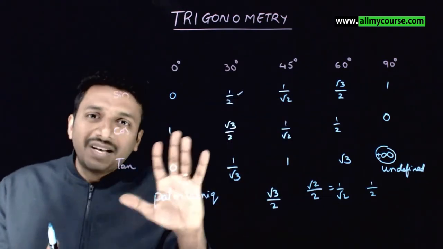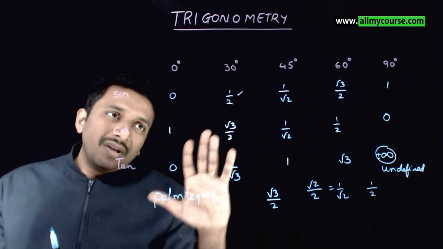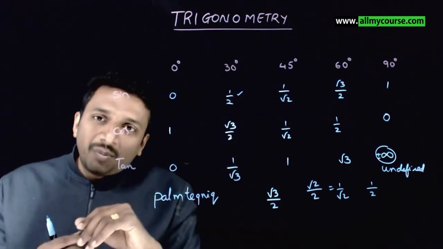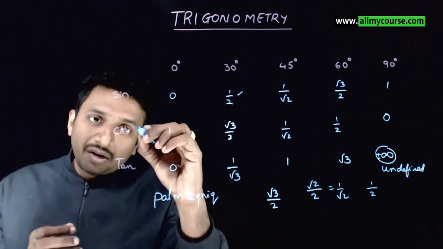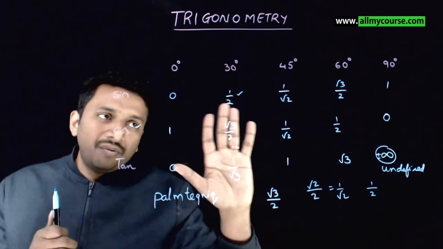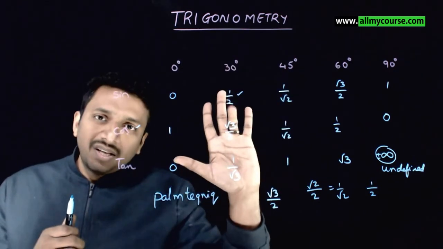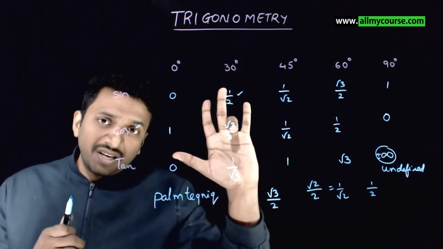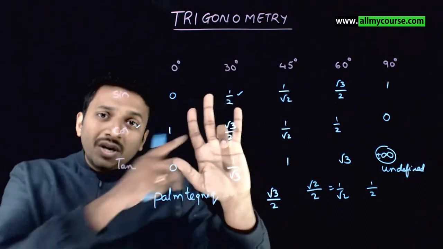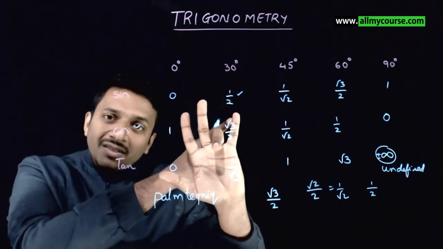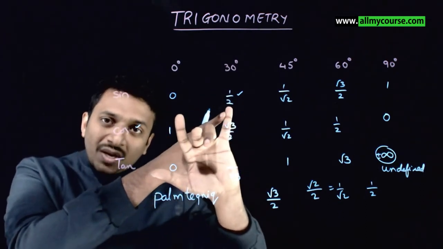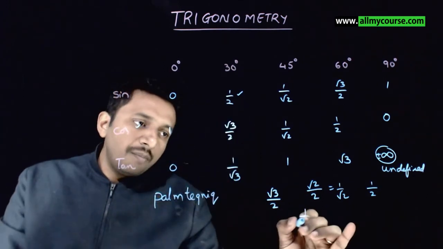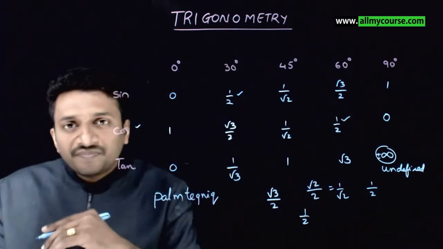So this is a very simple technique. This is called the palm technique. So very easily you can find the trigonometric ratios. If you want cos, you just need to go to the other side. If you want cos 60 degrees, just close the finger corresponding to 60 degrees. You have to go towards this side. So how many fingers are there on this side? 1 finger. So root 1 is 1. So 1 by 2 is cos 60 degrees.